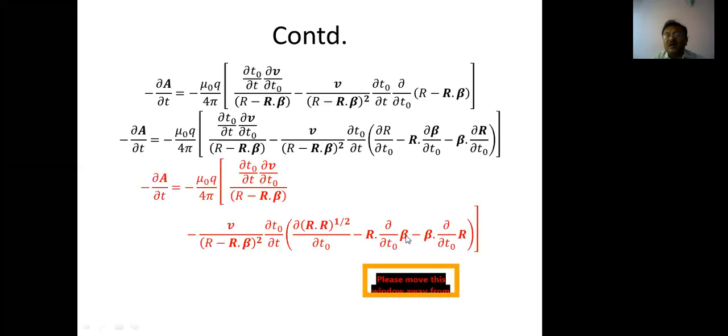So the next step is to plug in these values. In this equation, ∂β/∂t₀ means you can write 1/c times ∂v/∂t₀, and ∂v/∂t₀ is nothing but the acceleration. Similarly, ∂r/∂t₀, which we have already done, is minus v.